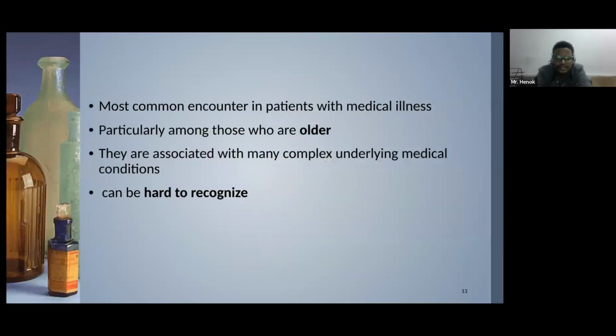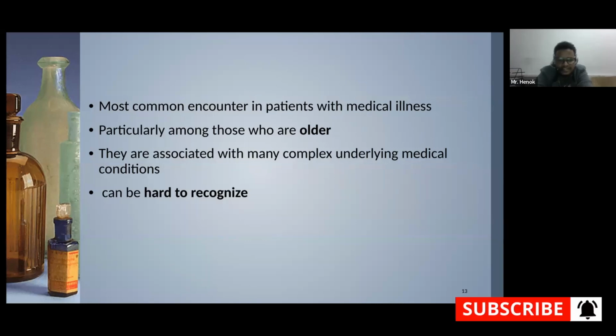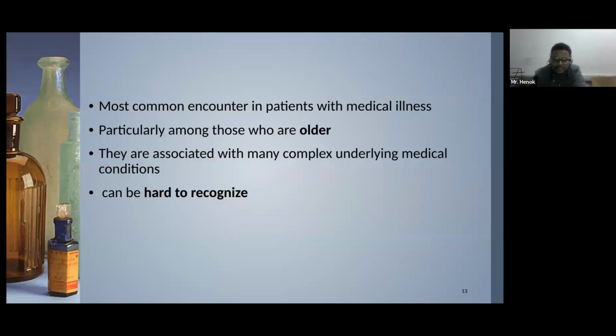It is the most common psychiatric condition in patients with medical illness, particularly among those who are older, especially age 65 and above, who have a high risk of delirium. This delirium is associated with many complex underlying medical conditions that we will discuss later. It's usually missed by physicians due to its subtle presentation, especially the hypoactive type of delirium that we'll discuss later.